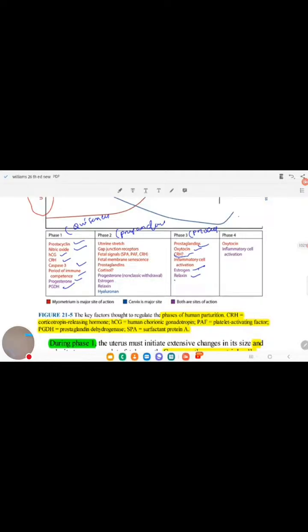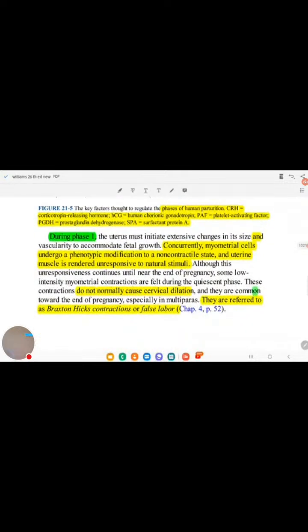All of this is the preparation phase. Then phase 3, that is the process or stimulation. Already it has started. What are the things that stimulate the labor? Prostaglandin, oxytocin, corticotropin releasing hormone, inflammatory cell activation, estrogen, relaxin. In the last phase, the recovery or puerperal phase: oxytocin, inflammatory cell activation.